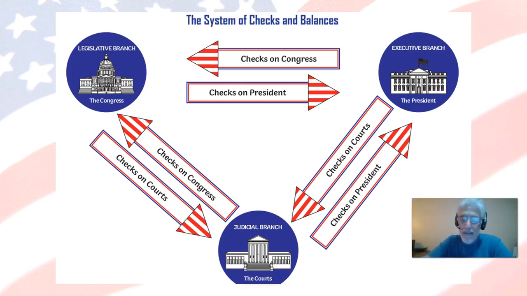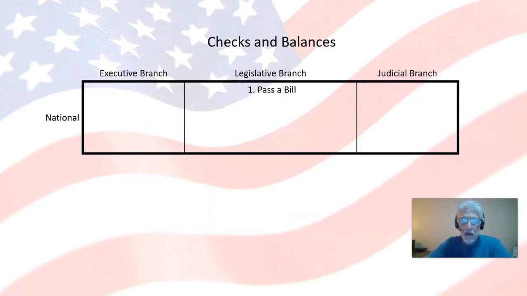But to give you an example of what I'm talking about, here's a breakdown of what it looks like. For example, the legislative branch has the ability to pass bills, right? They can write out bills. They don't become laws until the president signs them, or well, let's just stop there. They have the ability to pass bills. If they want something done, if they think that it's a good idea, they can pass a bill.